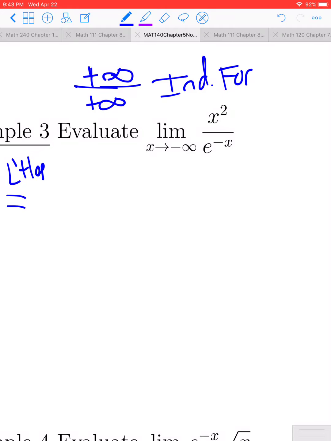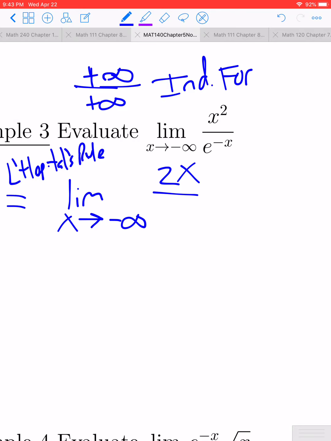So this is going to be equal to, by L'Hopital's rule, the limit as x approaches negative infinity of the derivative of the numerator, which is 2x, divided by the derivative of the denominator. That's going to be e to the negative x. And then from the chain rule, we need to multiply by the derivative of negative x, which would be negative 1.